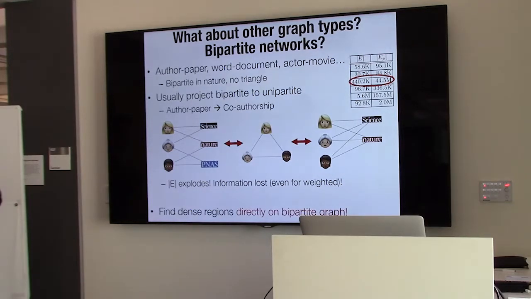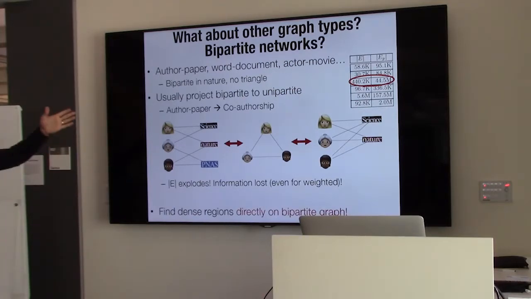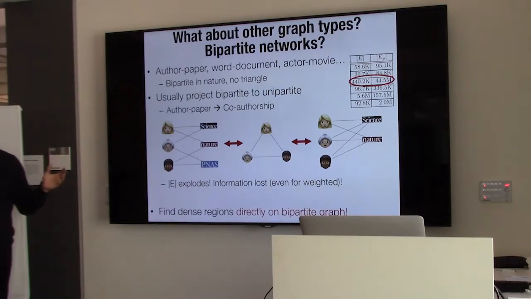So one thing that we always thought about is unipartite graphs. Most of the graphs have pairwise relations between all the possible entities. But if you think about different types of graphs, for instance bipartite graphs, it's a completely different picture. So in the bipartite realm, those are the relationships between authors and papers. So multiple authors write a paper. Or you have word-document relationships. The document has so many words in it. Or which actors are acting in a given movie. This is a similar kind of relationship. So all of those relations are bipartite in nature. There's no triangle by definition.